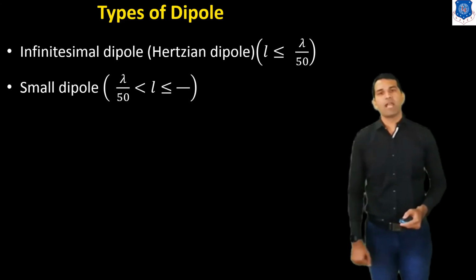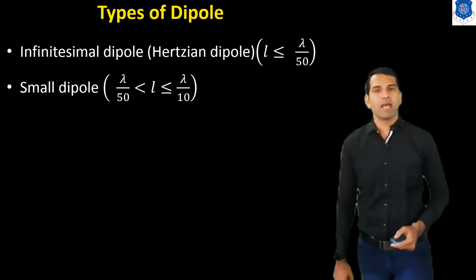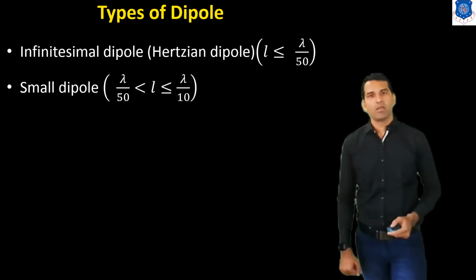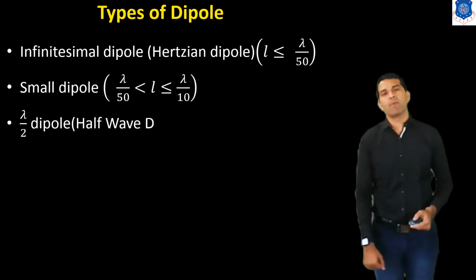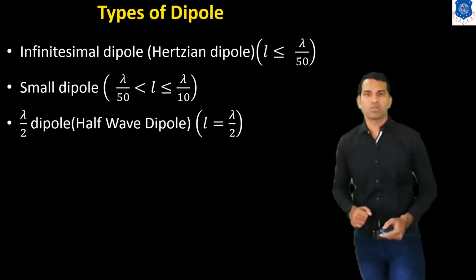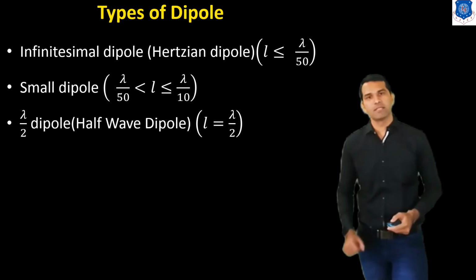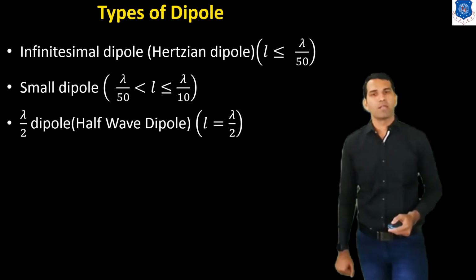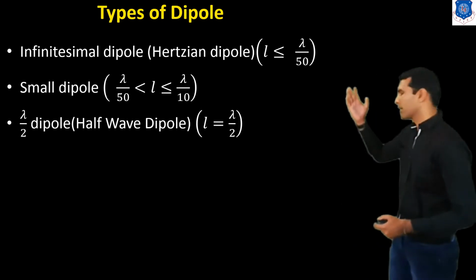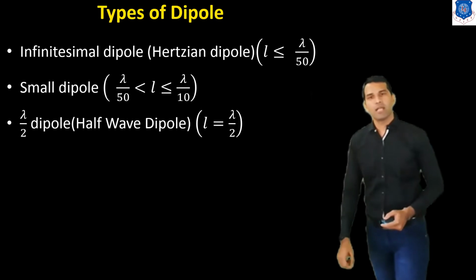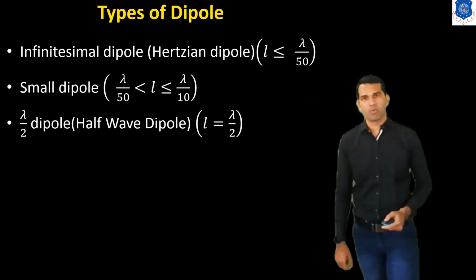The second one is the small dipole antenna. The length of the small dipole antenna is between lambda by 15 and lambda by 10. And the last one is the lambda by 2 dipole antenna, also known as the half wave dipole antenna, and the length of this dipole antenna is L equals lambda by 2. So the dipole antenna is divided into three categories: the Hertzian dipole antenna, the small dipole antenna, and the lambda by 2 dipole antenna or half wave dipole antenna.